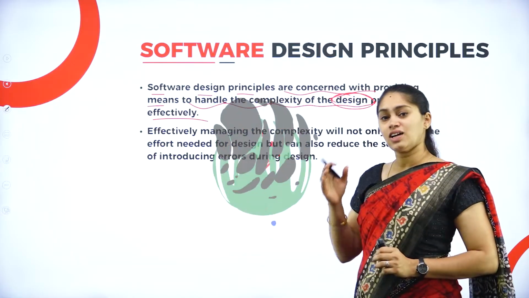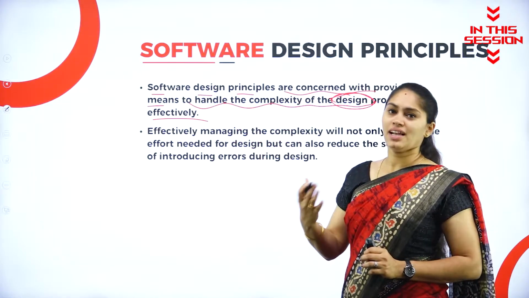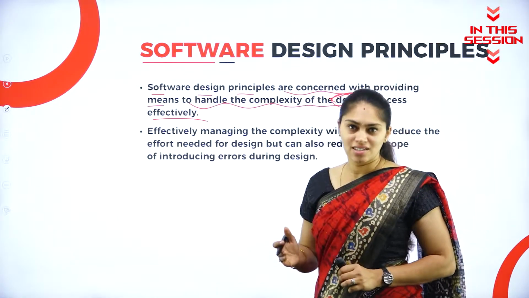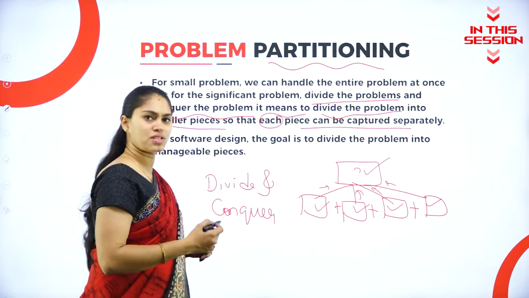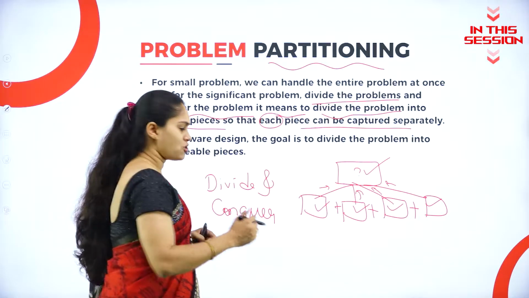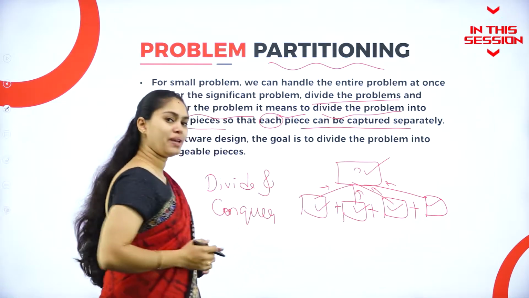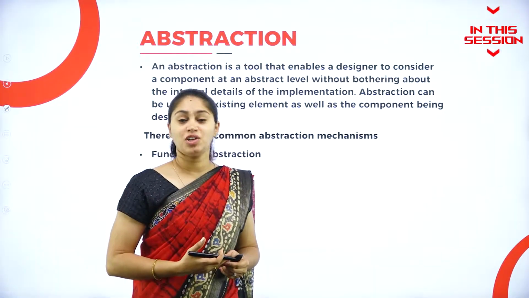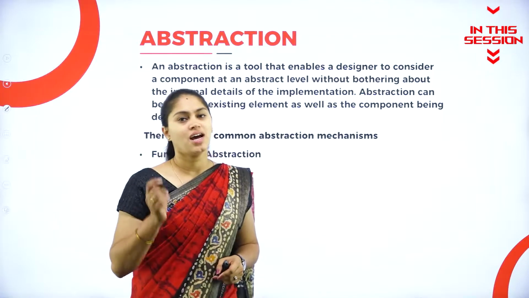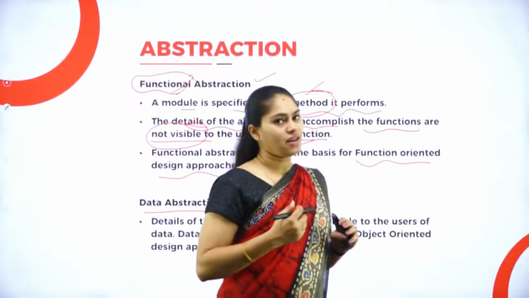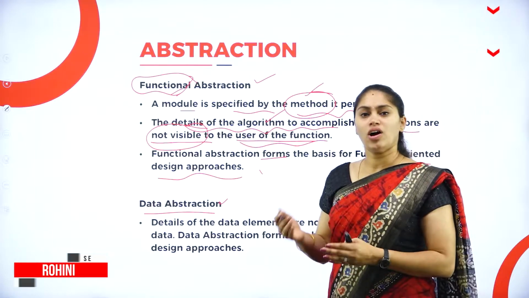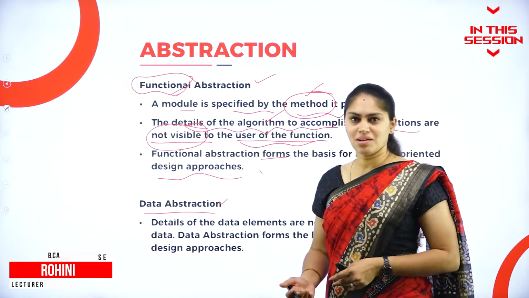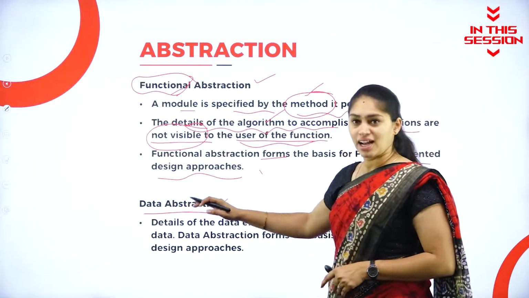We are handling the complexity of a design process in an effective manner, it will mainly reduce the number of errors. We are dividing the problem into a number of sub-problems. After finding a solution of each sub-problem, it needs to be integrated. So that is what conquer. Abstraction is a methodology to represent the essential features by hiding the background details. When we are going to maintain the abstraction, or maintain the confidentiality of the data of a software or a system, then we can say that as data abstraction.